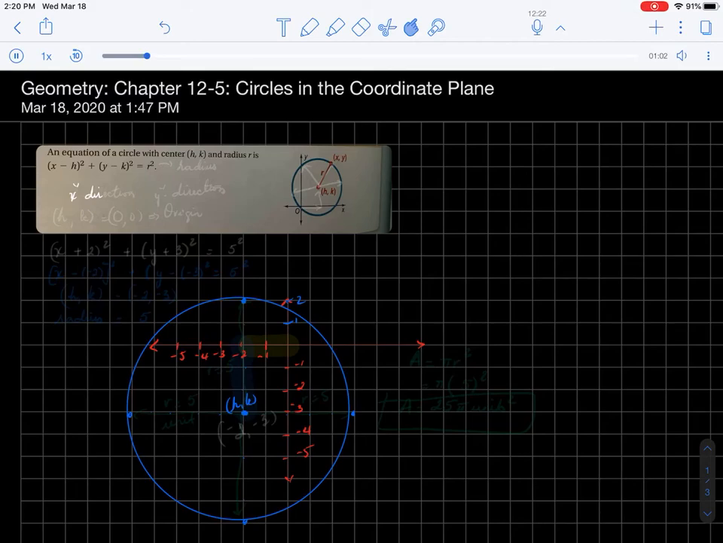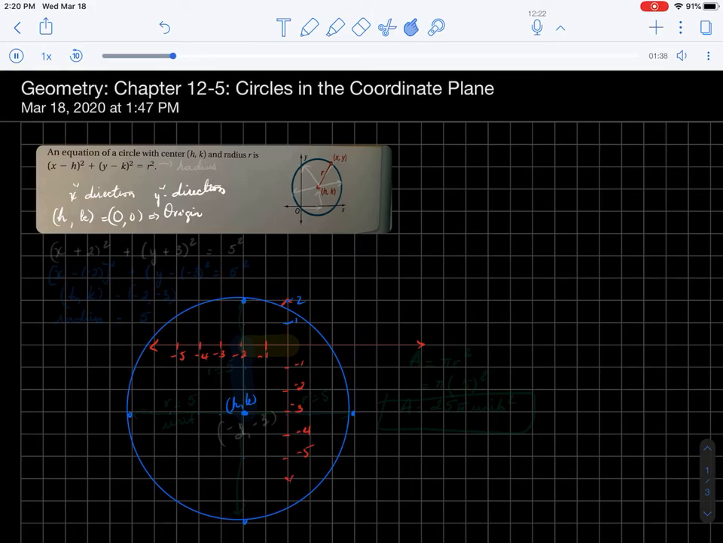and then K is in the Y direction. Okay? If H and K are going to be 0, 0, the center point in this case is at the origin.